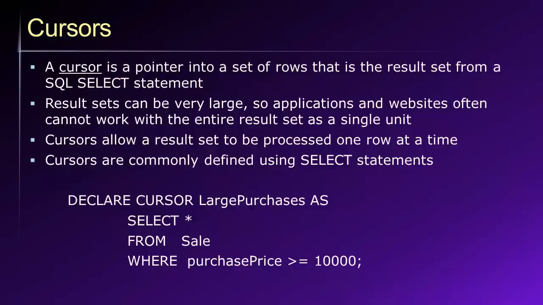One of the reasons that we need to use cursors in application programs or data-driven websites is that these result sets can often be very large. So it doesn't make sense or it might even be beyond the capability of these applications or websites to work with the entire result set as a single unit. Using a cursor allows an application or a website to process a result set one row at a time. And these cursors are commonly defined using SQL select statements, such as the example here, which relies upon the declare cursor syntax.